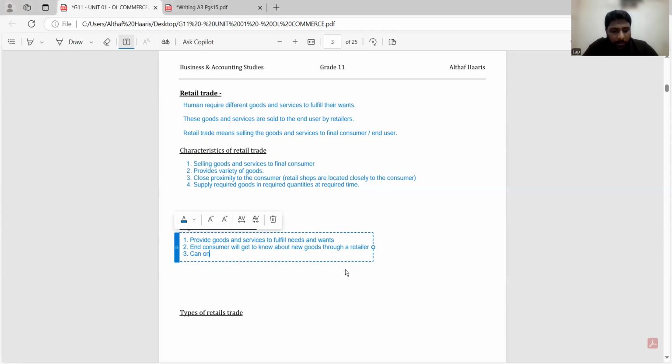Can obtain on credit at times, as an end consumer. So you just take an example. You need 500 grams of sugar.